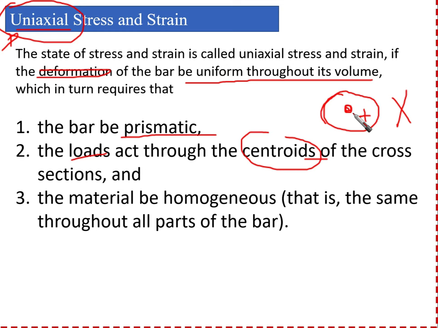The third condition, the material should be homogeneous. I think that you know what is the meaning of homogeneous material, that is the same throughout all the parts of the bar. Okay, so this is the meaning of uniaxial stress and strain.